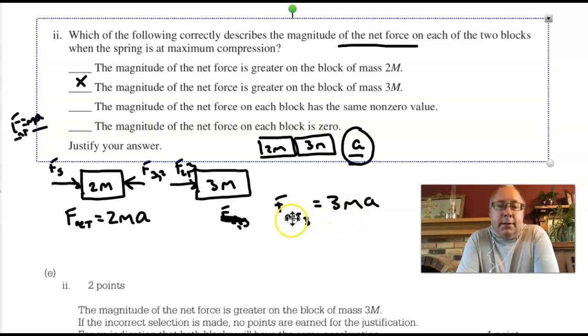So you've got to take a look at F net on each block as 3m times A if they ask for the net force. There could be another question sometime that asks how the forces between the two blocks compare. Those two forces would have to be equal and opposite, because that's Newton's third law. All right, hopefully that helps.